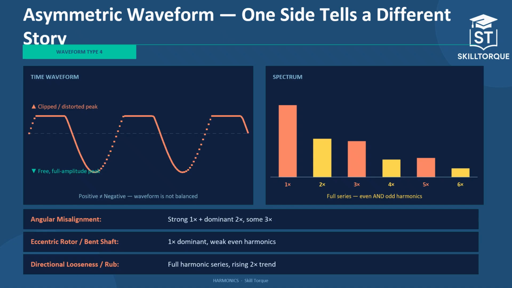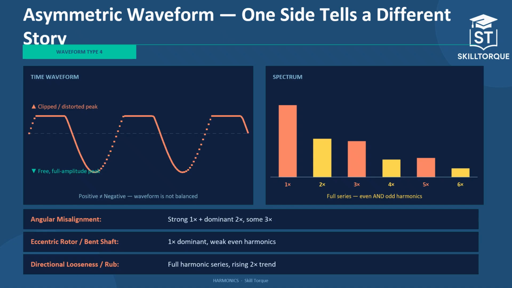So the time waveform gives it away first. If the two halves of each cycle don't match, let's say the upper half has a different amplitude and the lower half is different. Or you can simply say that the upper half of the waveform has a different shape and the lower half is different.